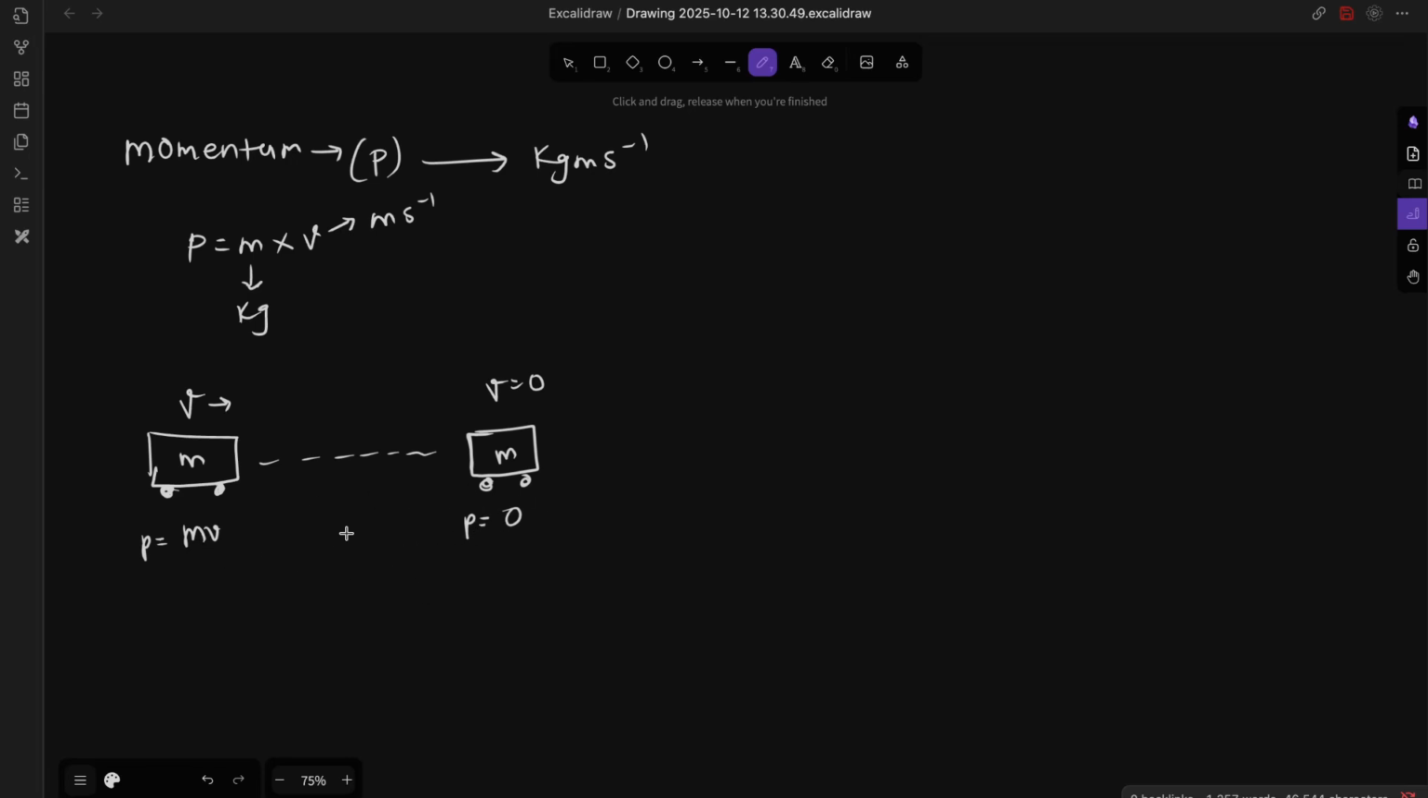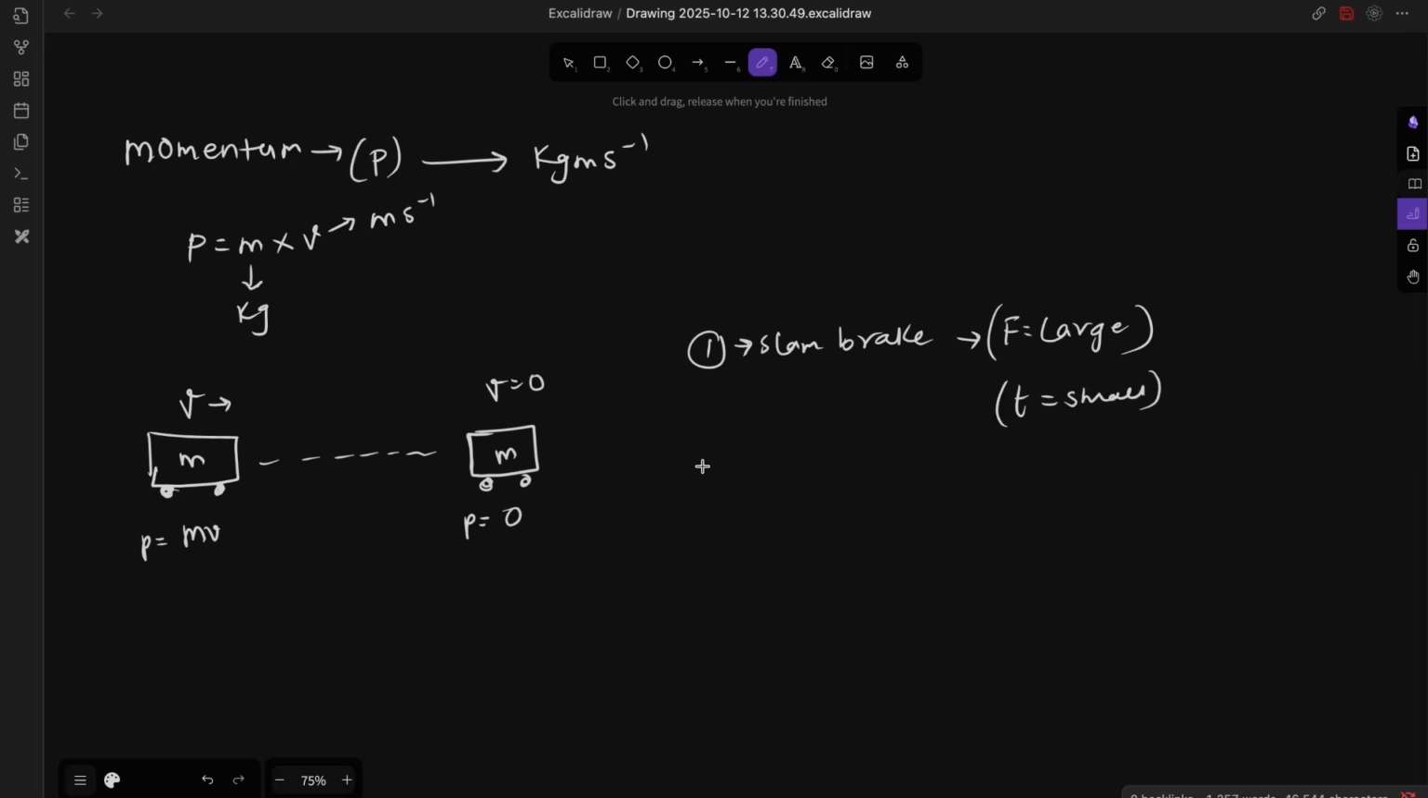Now to do this, you can do it in two ways. Number one, you can slam the brakes. If you slam a brake very quickly with a large amount of force from your foot, you will see that the force that you are applying to decrease the momentum is large. That means your change in momentum will happen in a very small time.